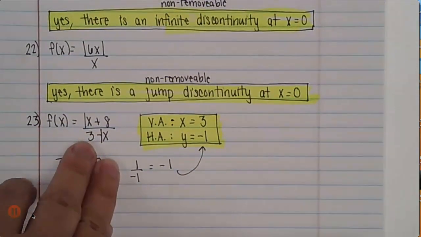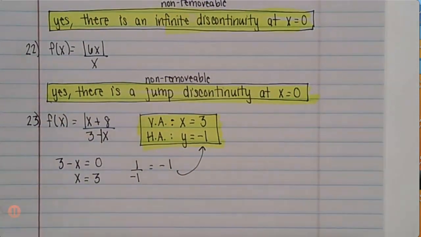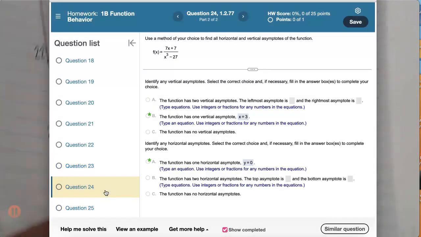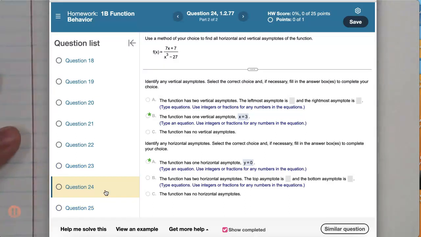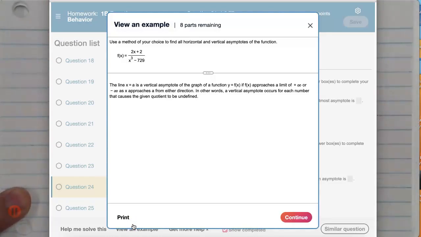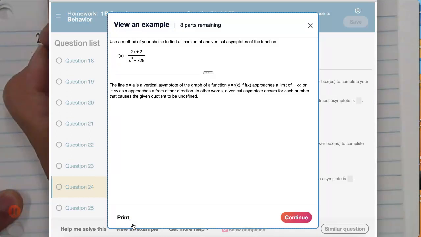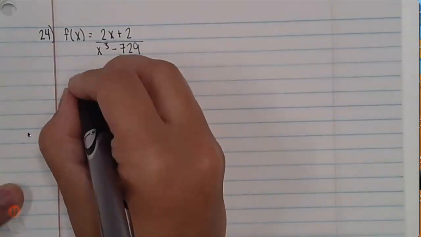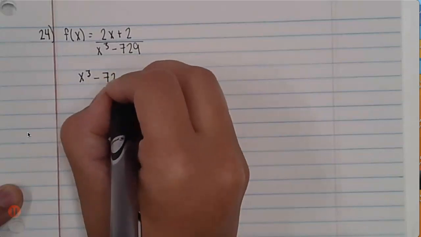All right, let's go on. Number 24, I'm going to go on to another page. Use a method of your choice to find all the asymptotes. We have f of x equals 2x plus 2 over x cubed minus 729. So, x cubed minus 729.